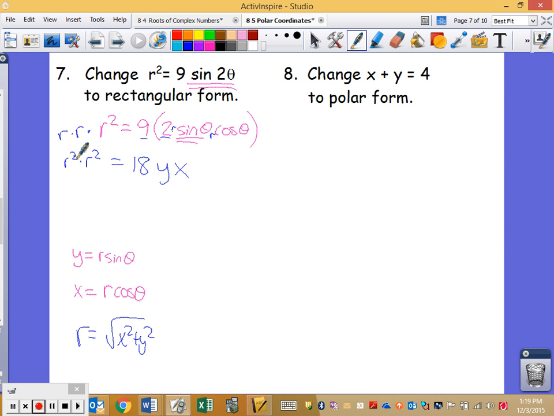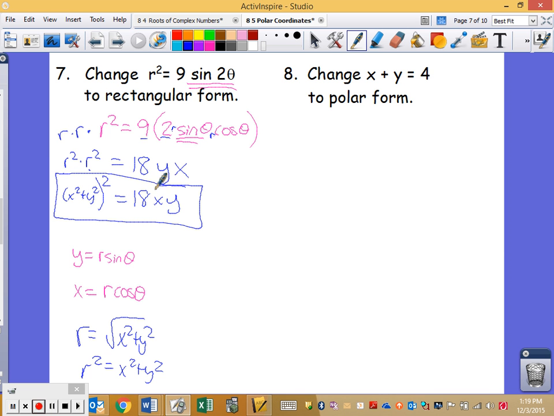Well, I have r squared. What would r squared be? If you square both sides, r squared is simply x squared plus y squared. And I have 2 of them. So basically I could replace them both, and I can say (x squared plus y squared) squared, if that makes any sense, because there's 2 of them, equals 18xy. I'm going to write x first because I want to. As ugly as that is, that's all they want. This is now rectangular form. It's not that they're asking you to solve for x or y, they just only want x's and y's. And the same formulas are the ones we use.